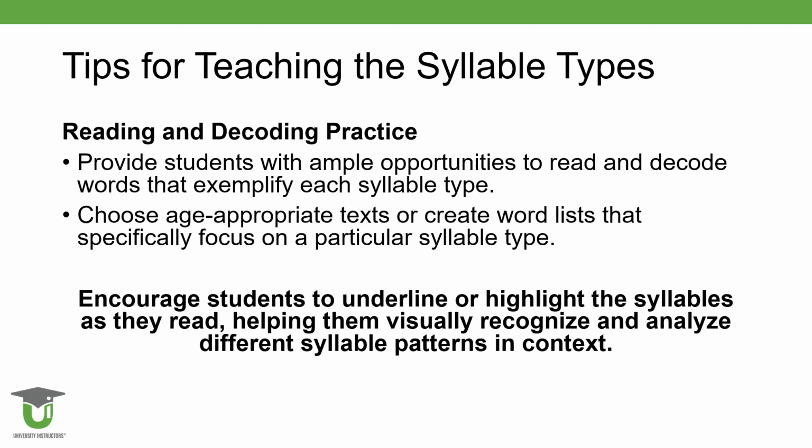To support reading and decoding, provide students with ample opportunities to read and decode words that exemplify each syllable type. Select age-appropriate text or specific word lists that focus on a particular syllable type. Encourage students to use highlighters to underline syllables as they read. Identifying and highlighting helps students visually recognize and analyze different syllable patterns in context.